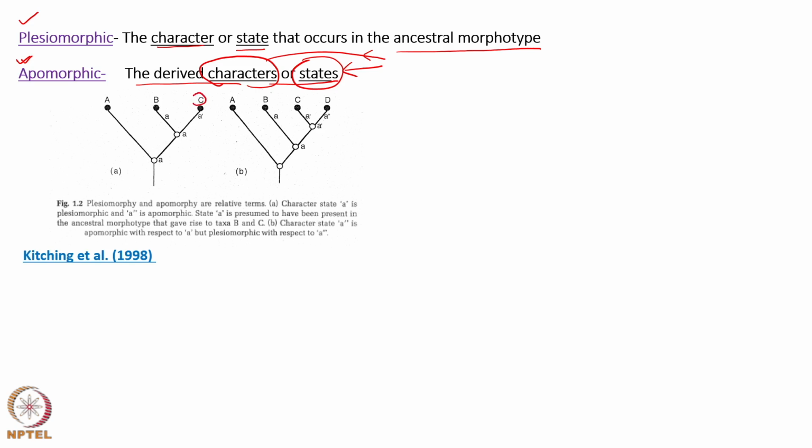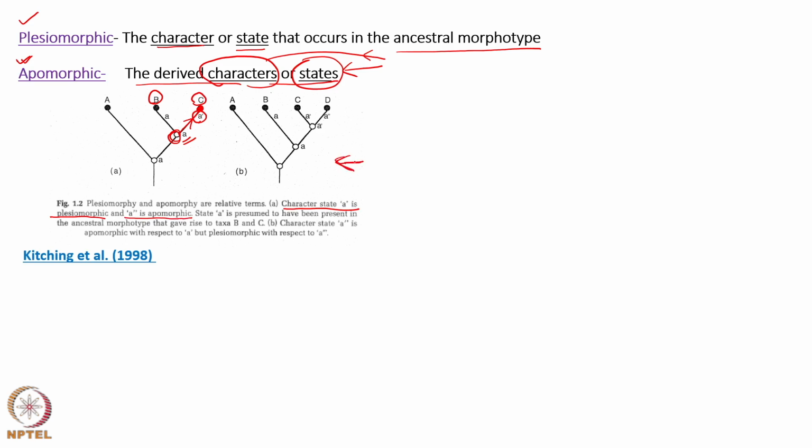When I compare the two taxa B and C, a character that occurs in the ancestral morphotype here is given by small a. Therefore, the character state A is plesiomorphic. From this morphotype, another taxon has come and a new character A dash is produced. Therefore, A dash is called apomorphic. Now, what about this diagram?